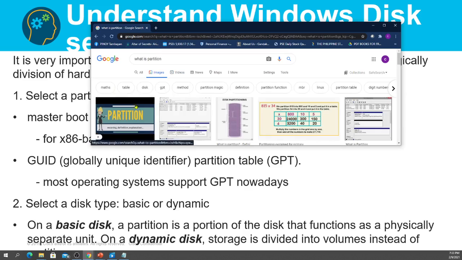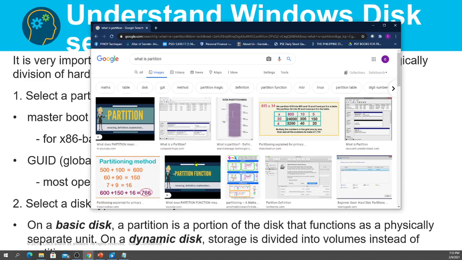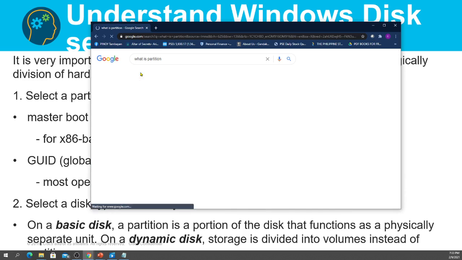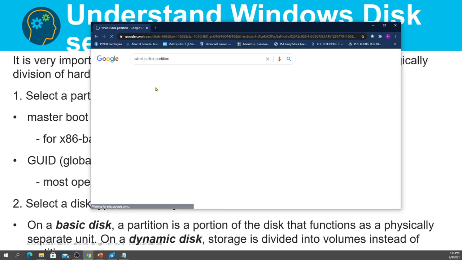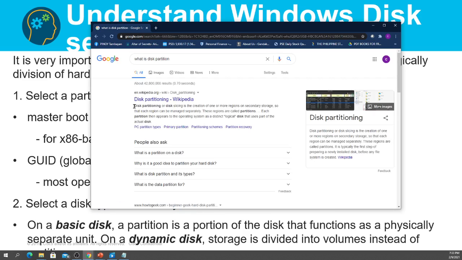So this is the definition of partition. A partition is slicing or cutting, the creation of one or more regions on secondary storage so that the regions can be managed separately.